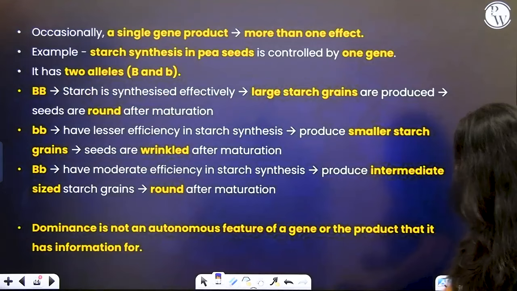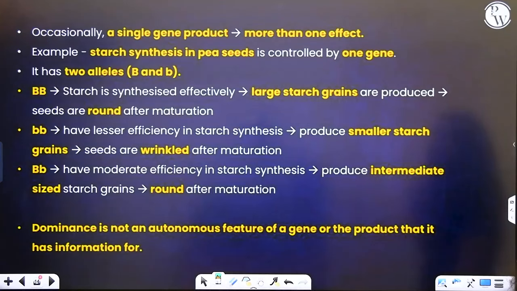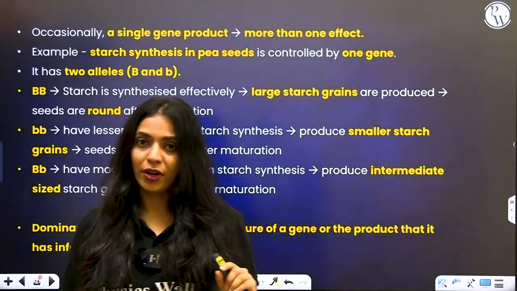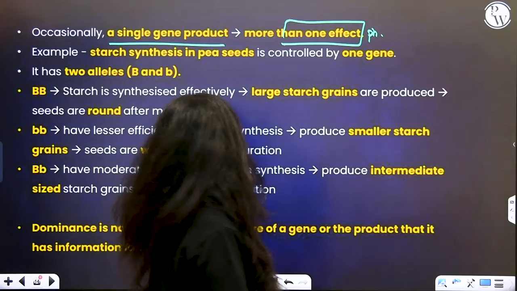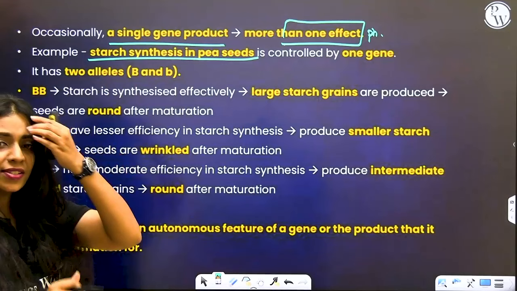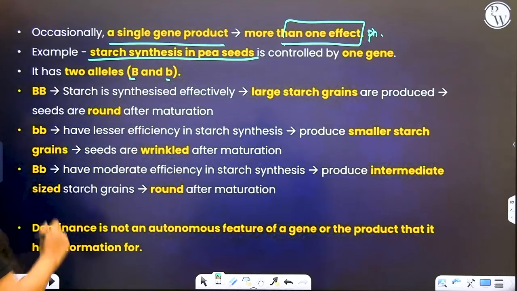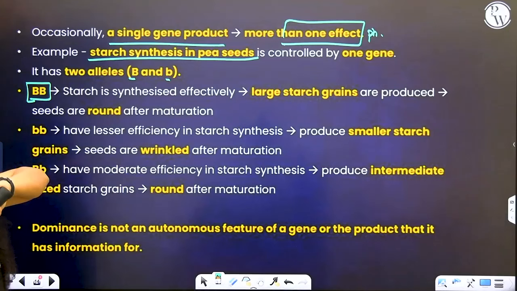Here, let me give you another important example. This is important, and students sometimes find it difficult to understand what this means. Sometimes one gene produces one gene product, one protein, let's say. That single gene product can have more than one phenotypic effect. For example, there is a gene that controls starch synthesis in pea seeds. This gene exists in two forms, capital B and small b. Whenever the pea plant has capital B, starch synthesis is very effective, and whatever starch grains are produced are large in size.